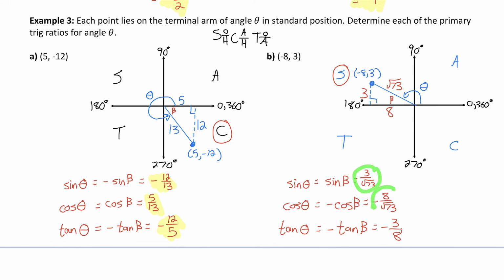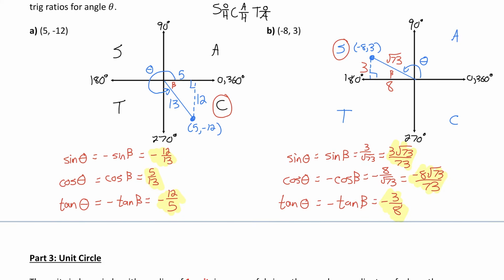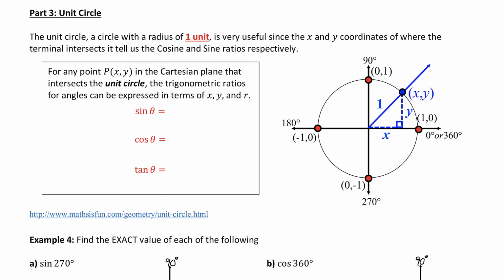Now, these two answers could be rationalized by multiplying top and bottom by root 73, which would give me the following answers. So here are all my final answers for the exact values of all three primary trig ratios for angle theta. Let's move on to something called a unit circle, which is going to be useful for figuring out the exact value for ratios that land exactly on the x or y axis of the Cartesian grid. So for angles of 0 or 360, 90, 180, or 270.